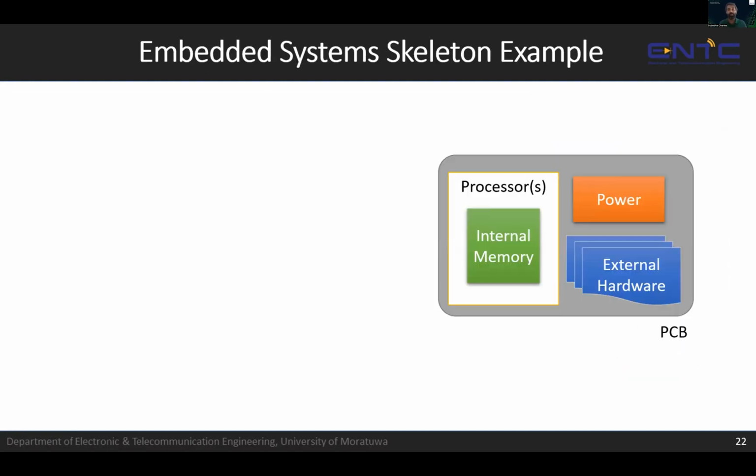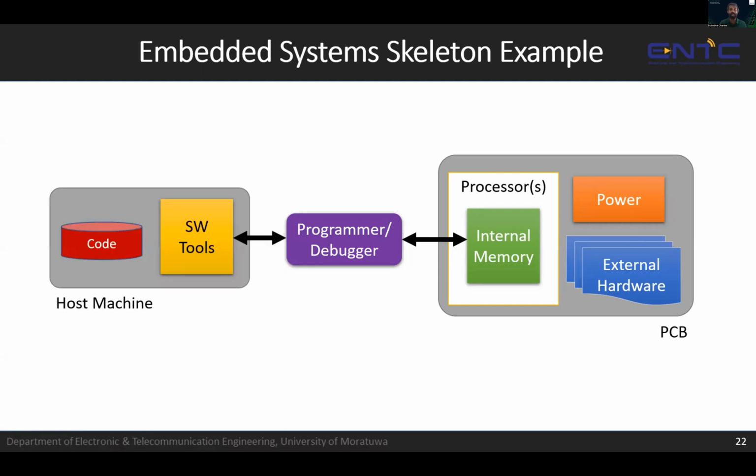When you zoom into an embedded system, you can typically see a processor, a power source, of course, and some external hardware connected to it. And you program the processor so that it will do what you want it to do. And you do the programming using a host machine, typically a desktop or a laptop. You write the code, and through a programmer, you program the processor. Typically these days, this programmer debugger does not come as an extra component. It is integrated on the same PCB.